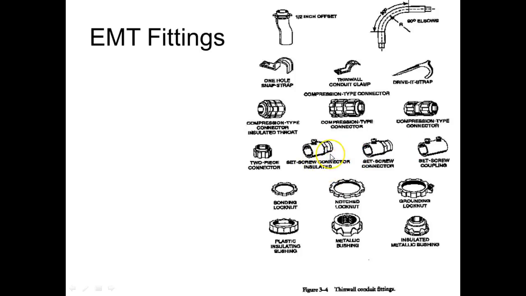Sometimes you can't use these. Your watertight fittings are always going to be compression type. So any type of watertight fitting where you have to make a watertight seal outside is going to be a compression type, and it'll have a rubber gasket inside there also.